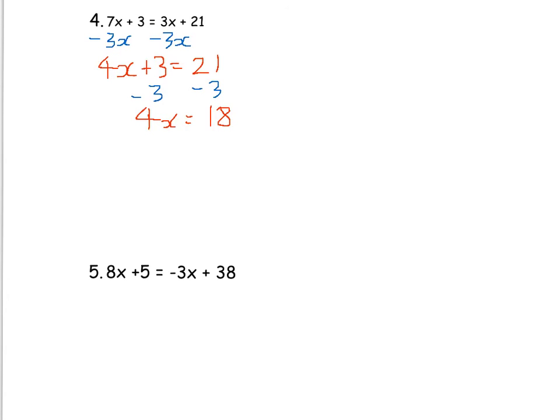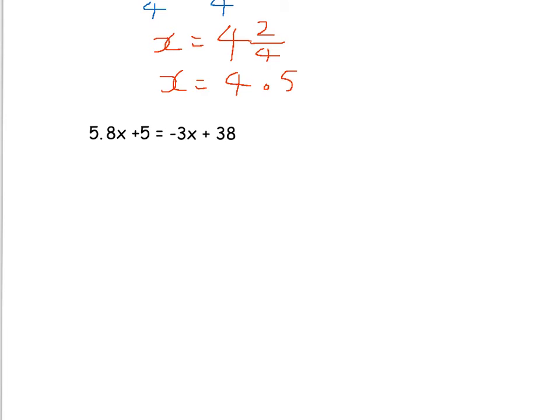Now we've got 4 lots of a number and we only want 1 lot, so we divide both sides by 4. So we've got x is equal to 18 over 4. So how many 4's going to 18? Well, that's 4 with 2 left over. Well, that's 4.5. So x is 4.5. So you don't always get whole number answers. Next example.